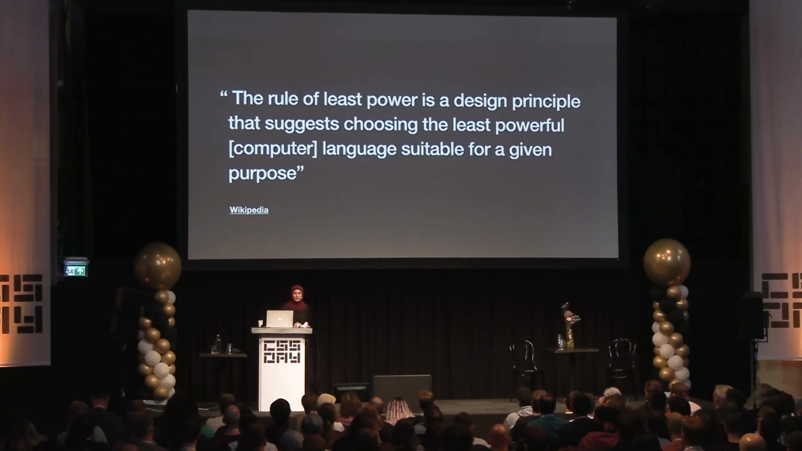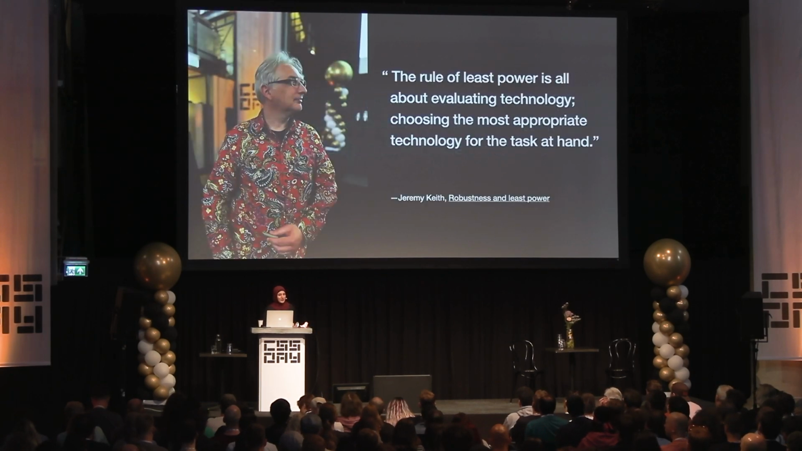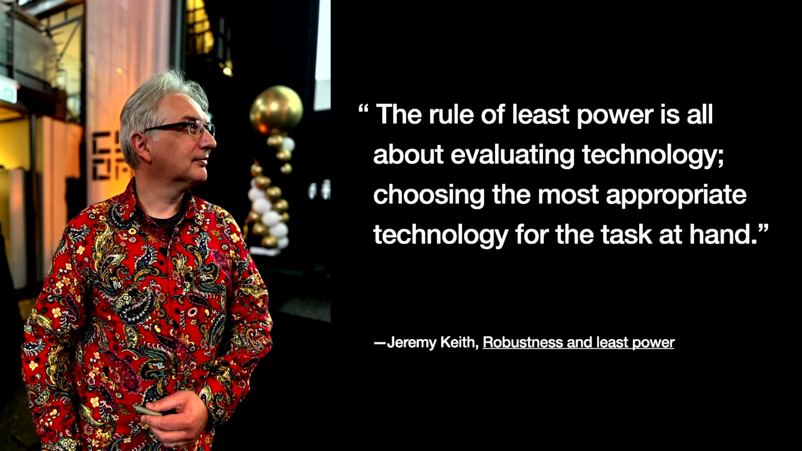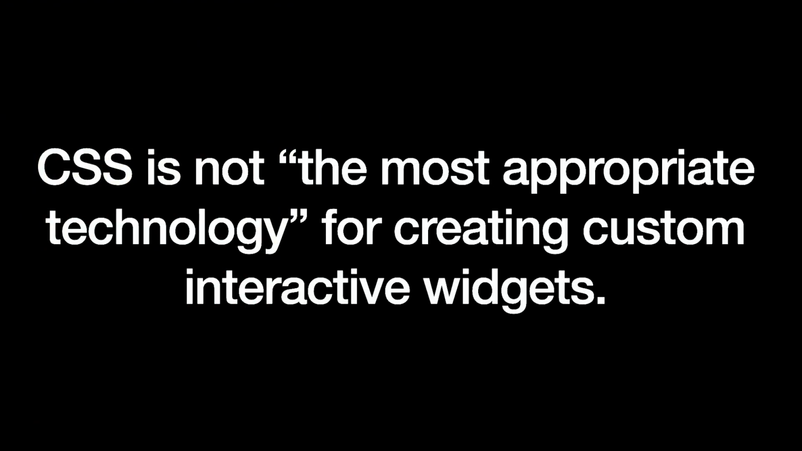I'm a huge proponent of progressive enhancement, and I'm therefore also a big proponent of the rule of least power, which suggests that you choose the least powerful language suitable for a given task. Or, as Jeremy Keith in a fancy shirt says, the rule of least power is all about evaluating technology, choosing the most appropriate technology for the task at hand. The key phrase here is the most appropriate technology for the task at hand. CSS is not the most appropriate technology for creating custom interactive widgets.